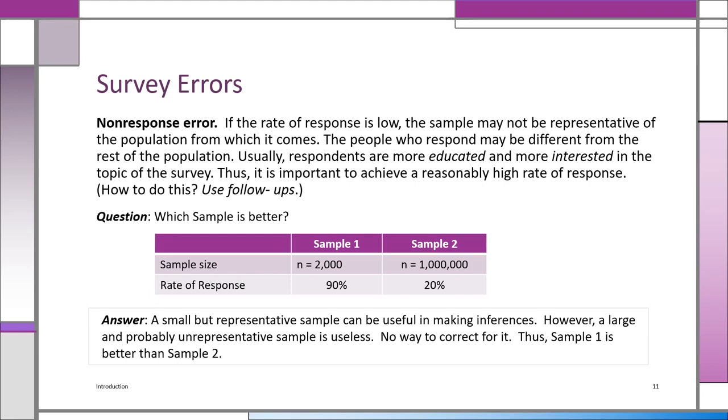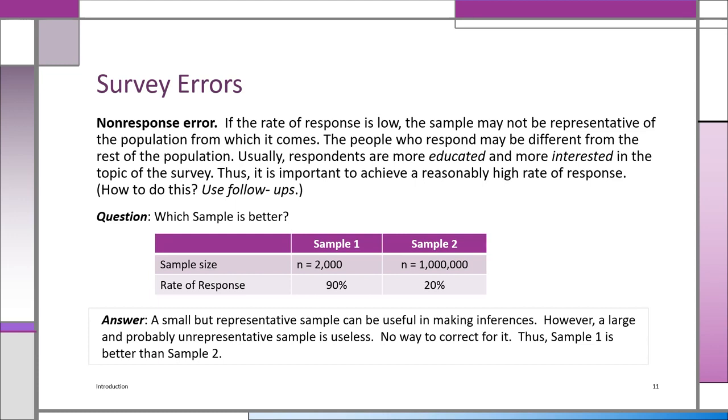80% didn't respond. Now, most people think, well, sample 2, you got 20% of 1 million. It's a lot of people, right? And they think, oh, it's much better. 20% of 1 million is 200,000 people. 90% of 2,000 is 1,800. But the reality is that to a researcher, sample 1 is more effective and more reliable.